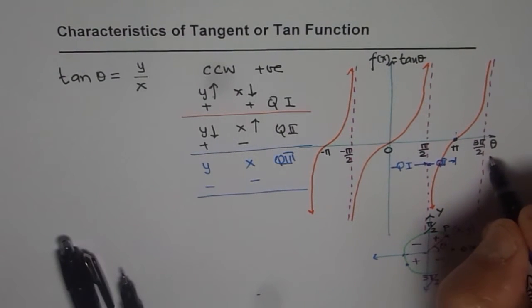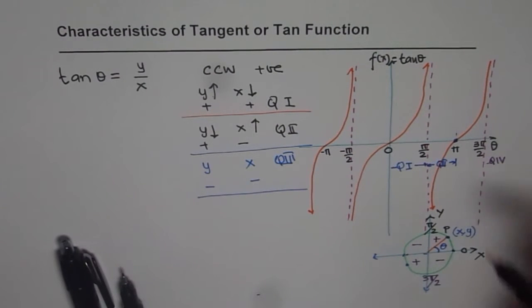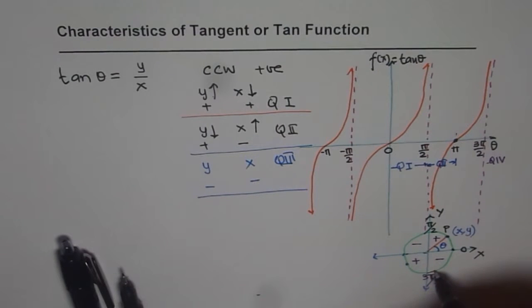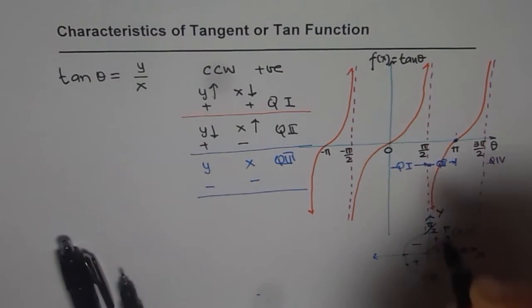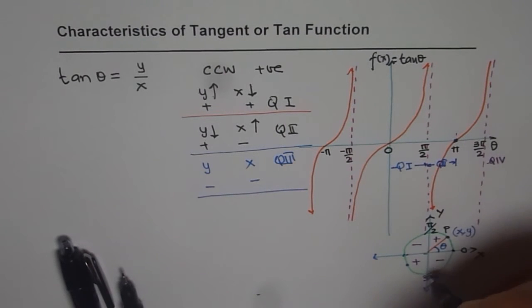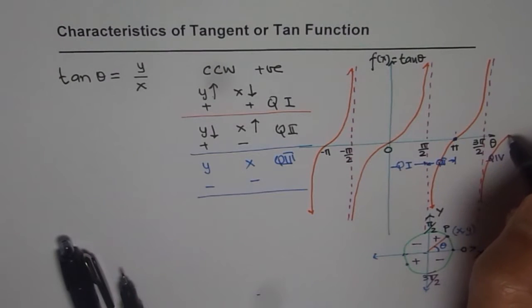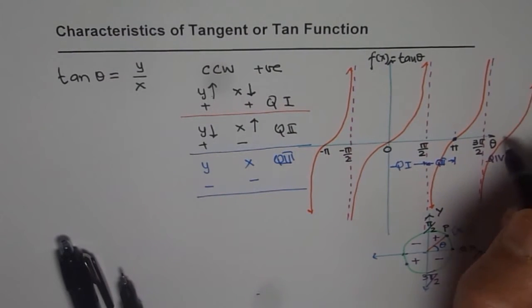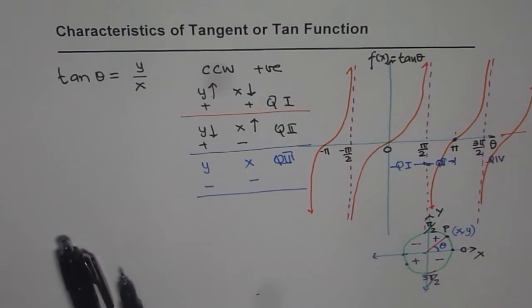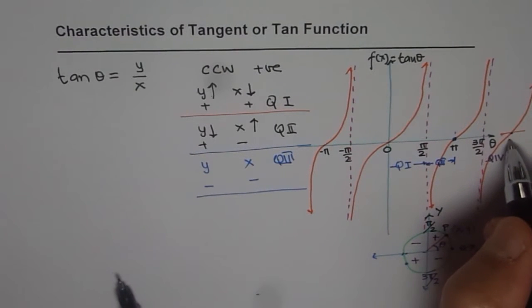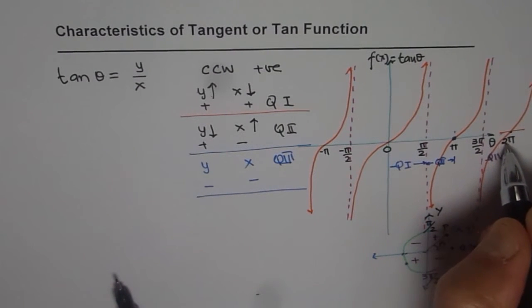Now, we move to quadrant 4. When we move to quadrant 4, what happens? X value starts increasing, y decreases. So we have in quadrant 4 a negative value, and this function repeats, correct? So let me complete this. So here we have 2 pi.